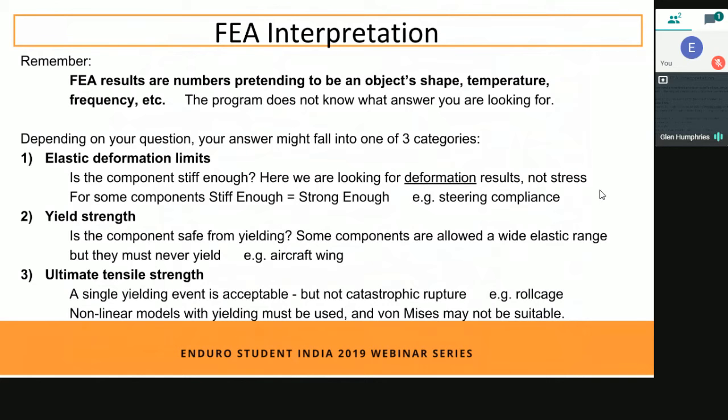Now, obviously, the analysis for a crashing chassis under a yielding is going to have to be non-linear because we've got plasticity. And often von Mises may not be a suitable model for our ultimate tensile strength, depending on the material, if it's directional, and depending on how we're measuring ultimate tensile strength, with including shear or as maximum principal, all that sort of solid mechanics stuff. So, interpreting FEA.